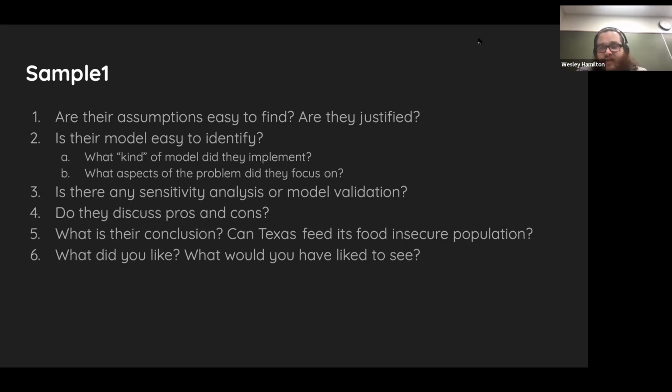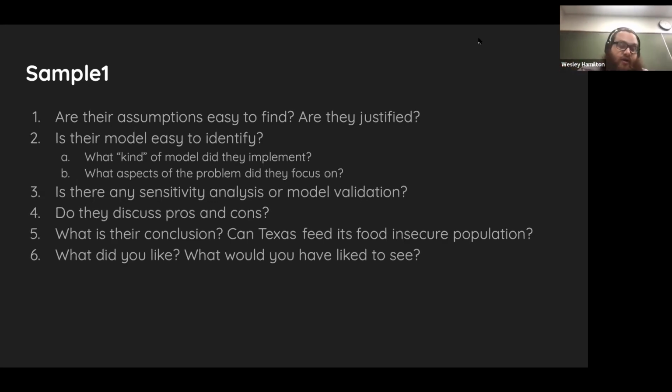We're interested in a bunch of these questions. So assumptions, easy to find? Is there adequate justification? Can you figure out what model they're using? Is that easy to find? What aspects of the problem do they focus on, et cetera? But is it clear what the model is? Do they do any sort of sensitivity analysis or model validation? Do they discuss pros and cons of their approach? And what is their conclusion? Do they actually give an answer to the question?